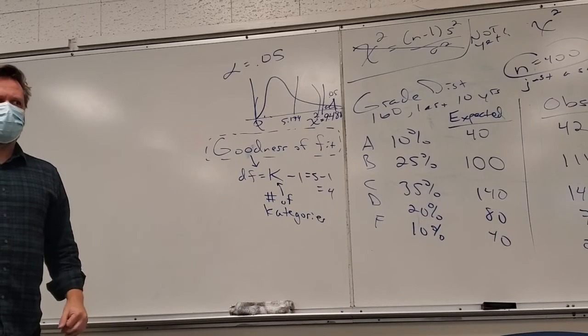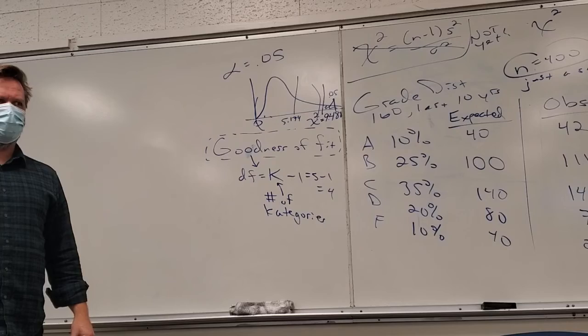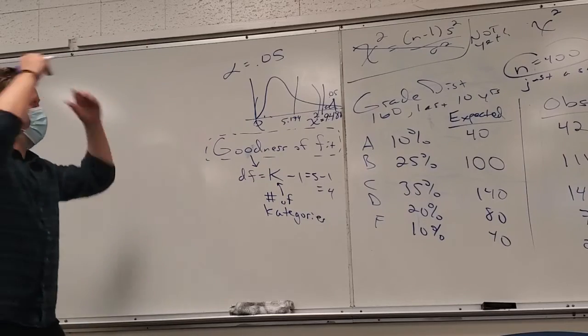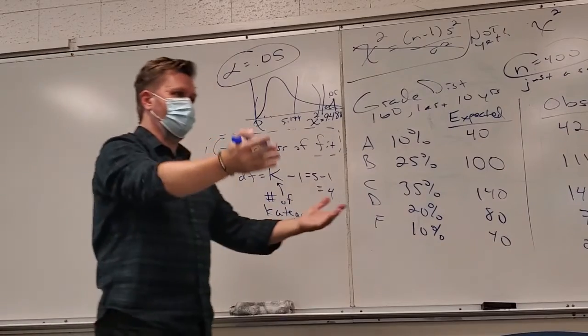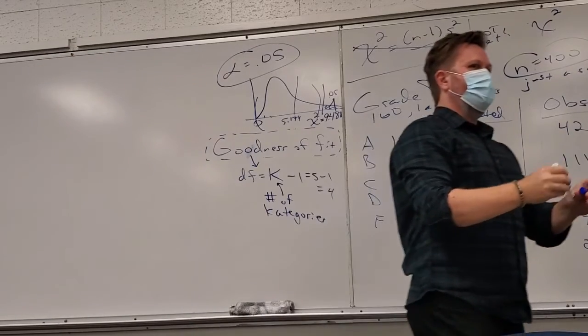You always have to provide alpha or assume alpha. Just like in the hypothesis test, if they don't give it to you, you assume 0.05 because it's the most commonly used one. I like it.